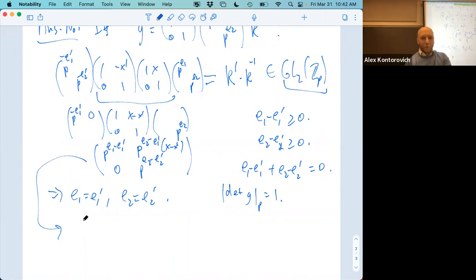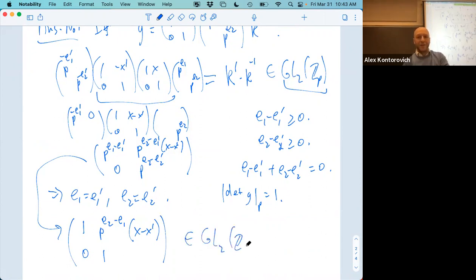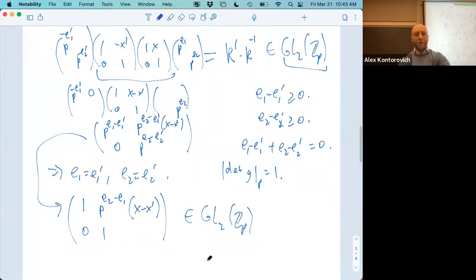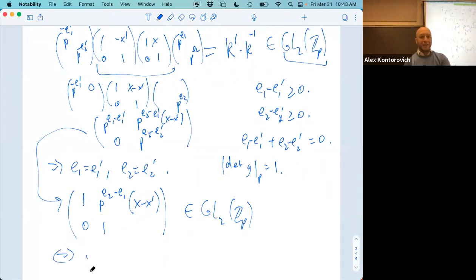So now I have 1, 0, 1, and then P to the E2 minus E1 prime, but E1 prime is E1. The problem is not coming from the E's, it's from the X's. This thing has to be an element of GL2 ZP, which of course is true if and only if P to the E2 minus E1 times X minus X1 is in ZP.